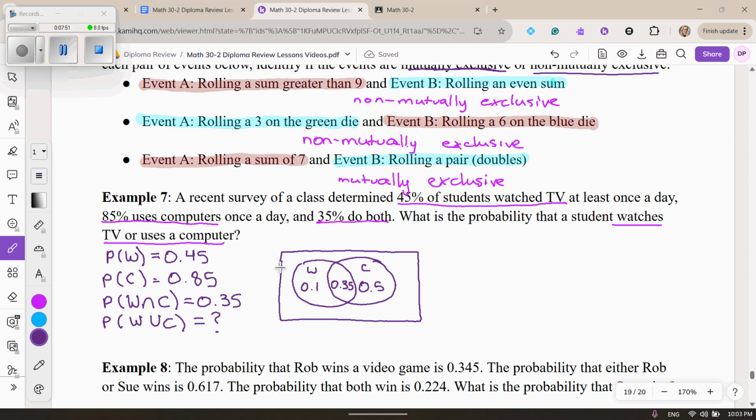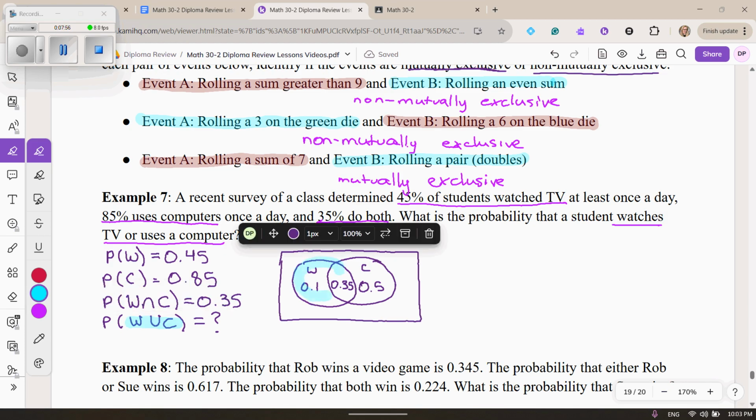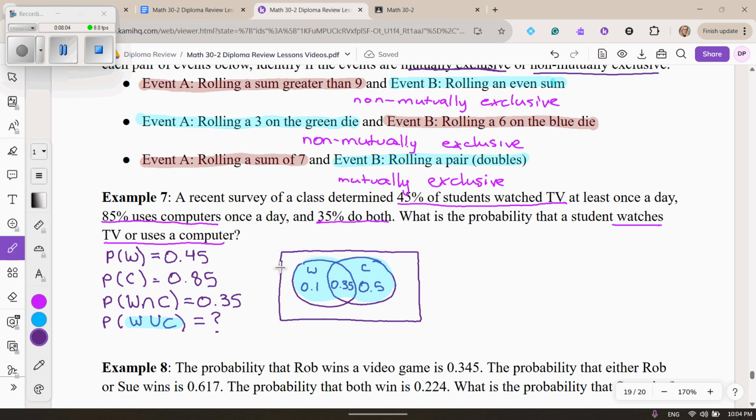Then when we are looking at or, just as in set theory, we are looking for everything inside of that Venn diagram. So we add up all of those numbers, 0.5 plus 0.35 plus 0.1, and we get 0.95 for our answer, or 95%. Doing a Venn diagram is a great way to determine your answer, and it does count as showing your work.